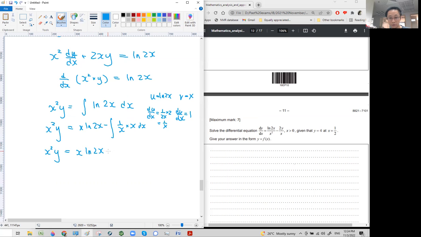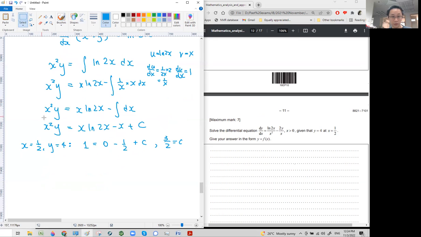But as a math teacher, if I need to refer to the formula book, then I'm probably not qualified. dx x ln 2x minus x plus c. And now you can plug in the initial condition. So when x equals a half, y equals 4, one equals ln half equals 0. Well, ln 2 times half is ln 1, which equals 0, minus half plus c. So c equals this.